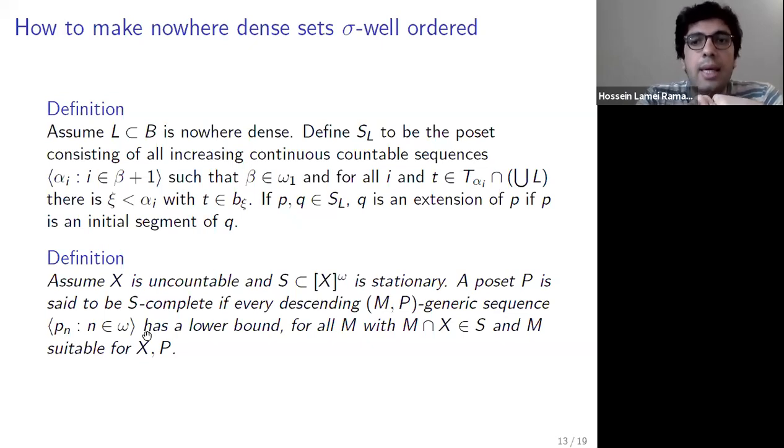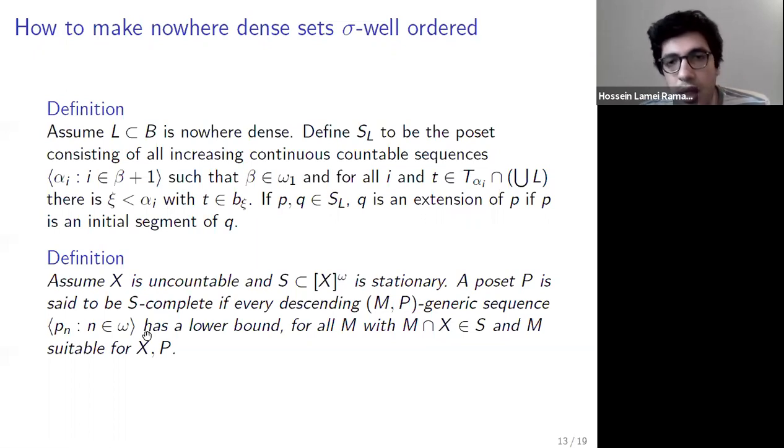So S_L is a forcing which is shooting a club in omega of L. So whenever some alpha is in omega of L, so yeah, this is just countable sequences with a top element, and they are coming from the omega of L. So we just shoot a club, and as you know, they're not proper, but they preserve omega 1. So in the iteration of these forcings, we need to be careful.